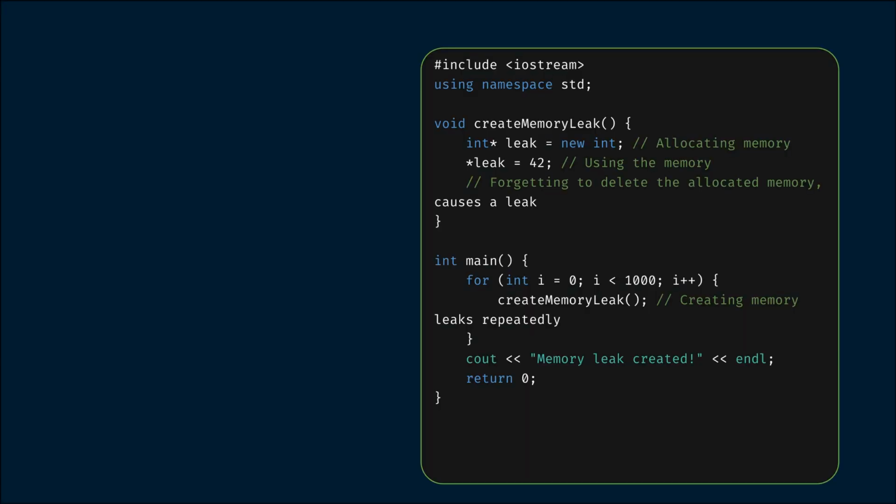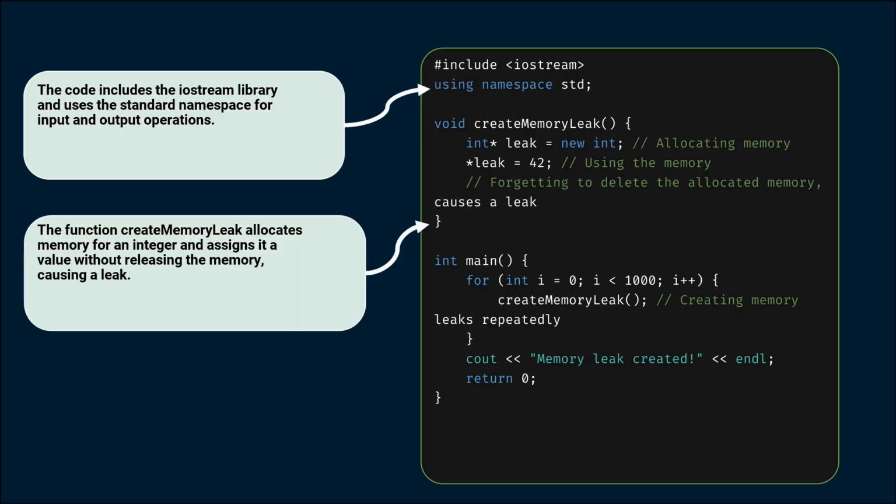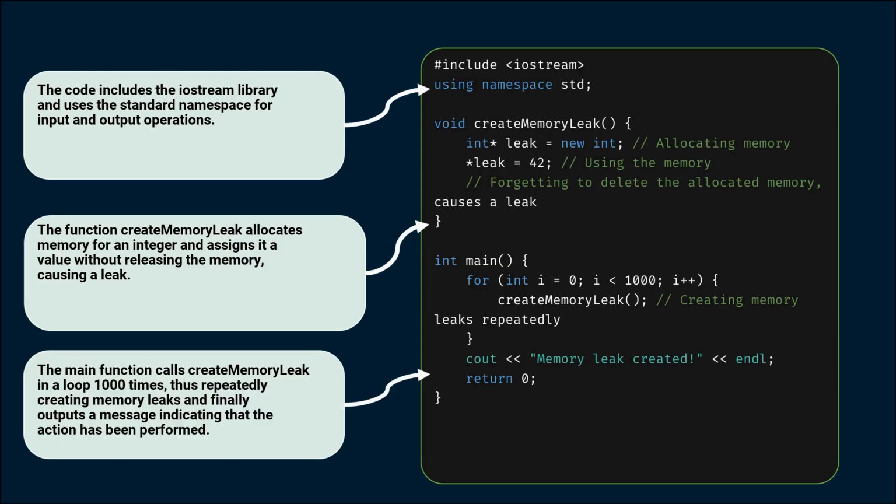Next, we will write the following code to illustrate a common problem in C++, and that problem is memory leaks. In this example, we have a function called createMemoryLeak. Now, what this does is it allocates memory on the heap using the new keyword for an integer pointer named leak. But here's the kicker.